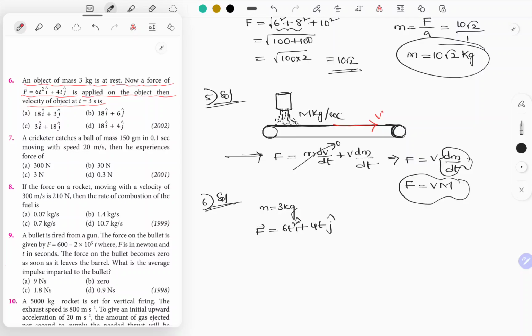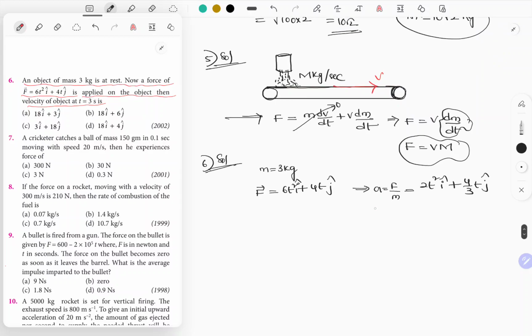First of all, find out acceleration to find out velocity. Acceleration is equal to F by m, right? It is going to be 2t² i cap plus (4/3)t j cap. This is the value of acceleration. What's the question they're asking? They're asking for the velocity of the object at t equal to 3 seconds. If I know the value of acceleration, how do I find velocity? a is equal to dv by dt.